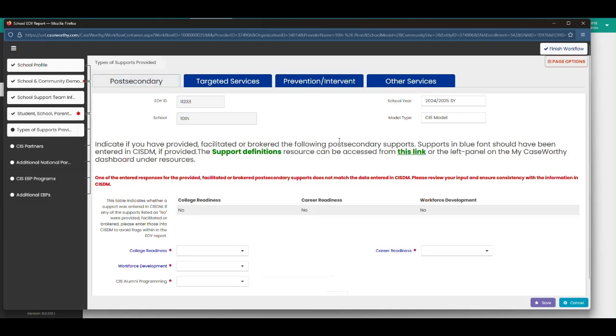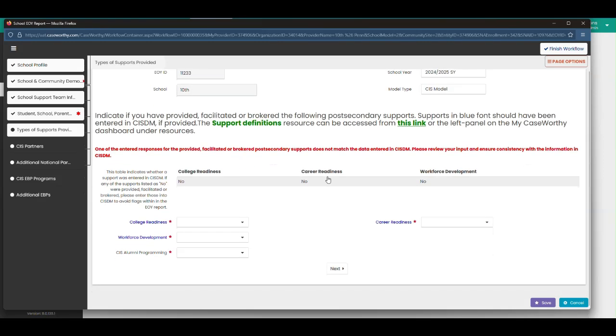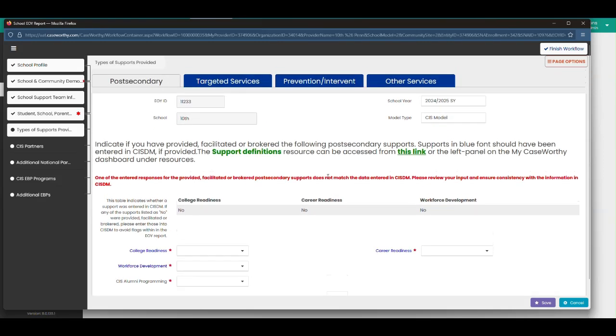So we save, we move into this. This is one of the most frustrating. I really have a hard time with this section of the workflow. There's a couple of things that are happening here. One is that National is asking us to confirm whether or not we provided specific supports to specific types. And this workflow is asking us to confirm our own data that we've entered into SysDem.